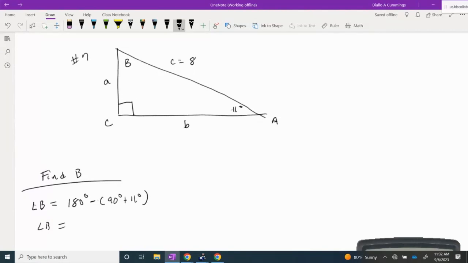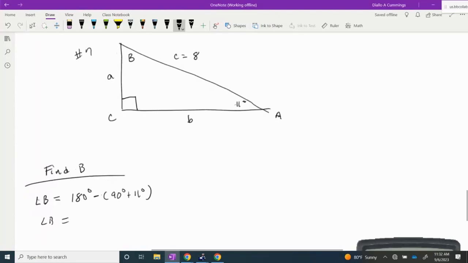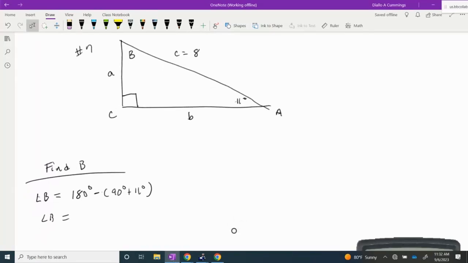So what I'm really doing is taking 90 and 11, adding those up, and then subtracting from 100. So 90 plus 11 is, what is that, 101? And then 180 minus 101 is what? 79 degrees. So that's only if you had to find angle B.